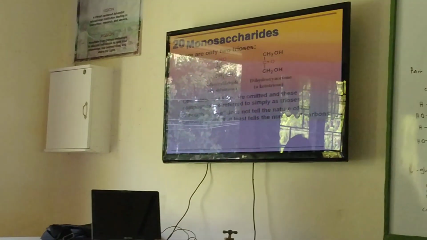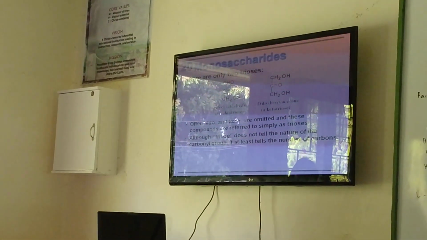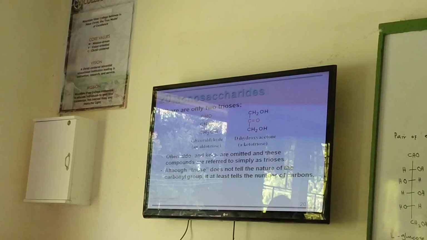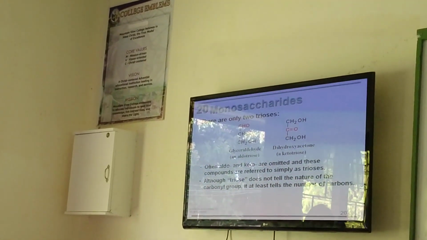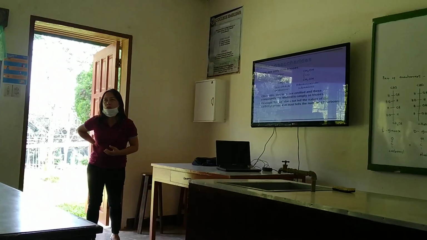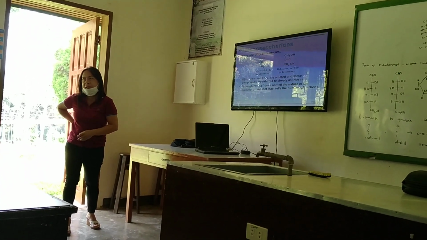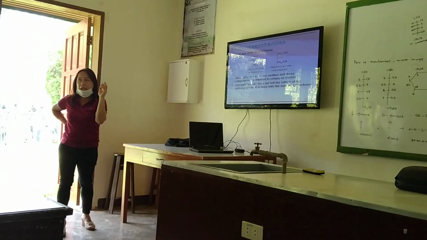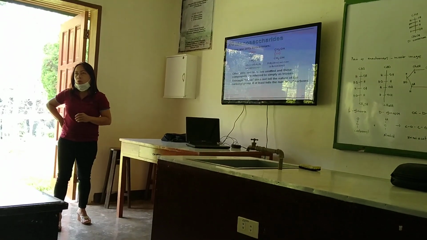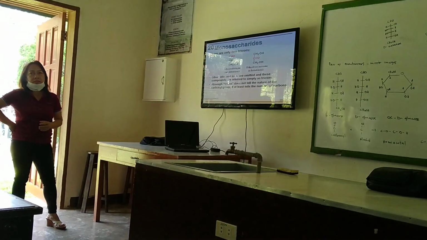Now there are only 2 types of trioses. I mentioned a while ago, glyceraldehyde is a triose, the same with dihydroxyacetone. These 2 trioses are actually intermediate products when you break down glucose during glycolysis. Lysis means splitting or breakdown, and glyco refers to glucose. So during the breakdown of glucose, these 2 are the intermediate products.